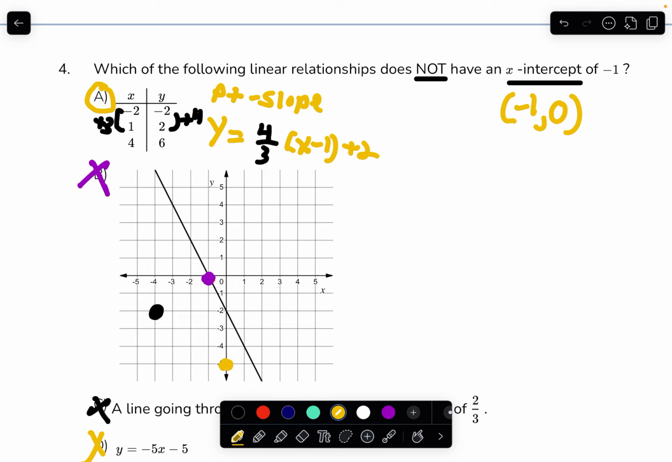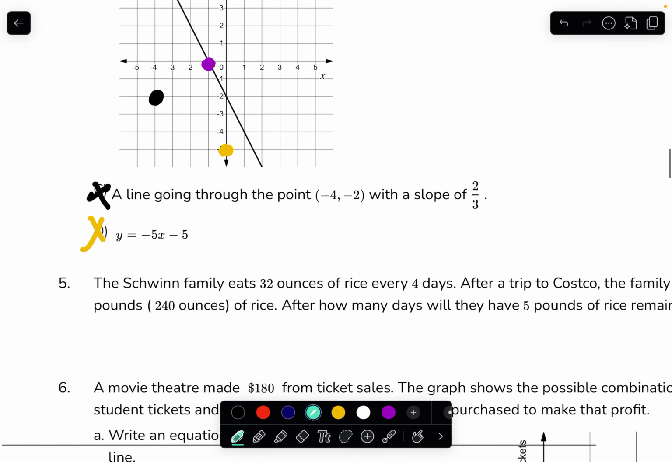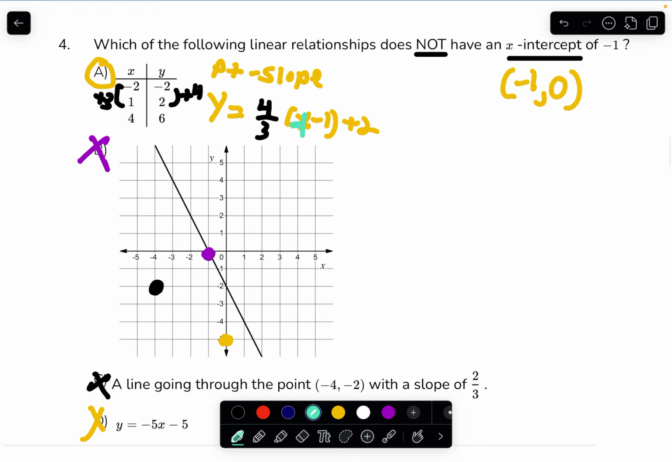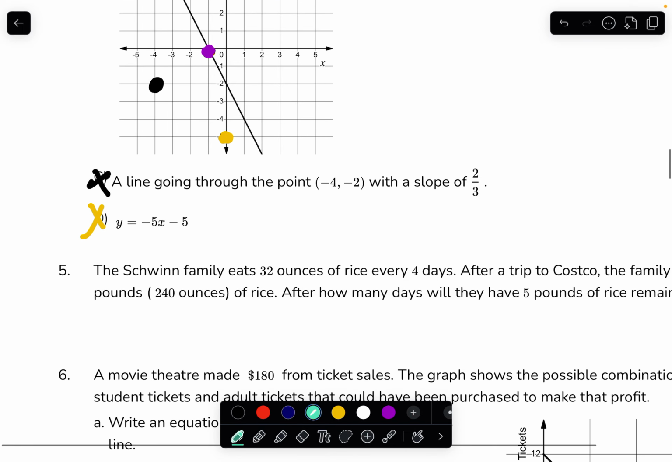Now, you can plug in -1 and see if you get 0 out. Right here, if you plug in -1 for x, that's -1 minus 1, which is -2, and that gives -8/3. When you add 2 to it, it does not give you 0. So the process of elimination got you there quicker, but you could have actually written the equation and seen that this equation does not have an x-intercept of -1. So the correct choice is A.